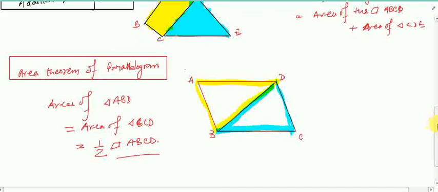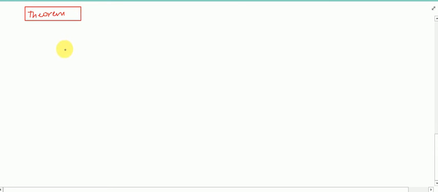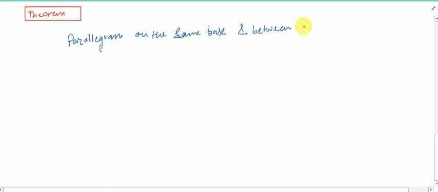Now one more theorem is there. This theorem says that parallelograms on the same base and between the same parallel lines are equal in area.